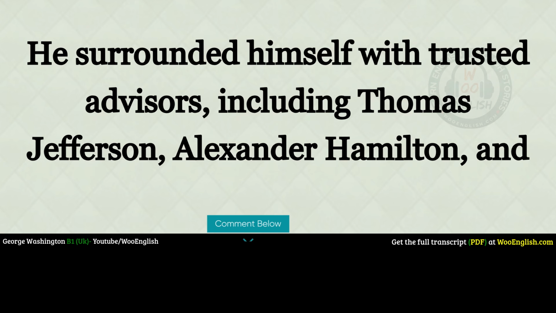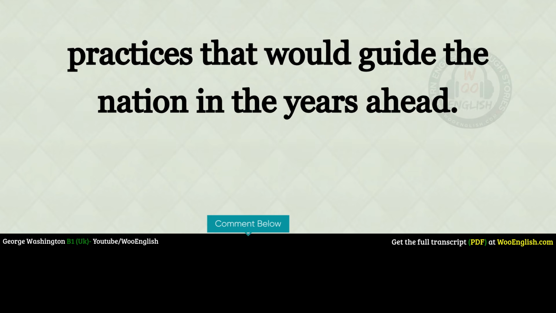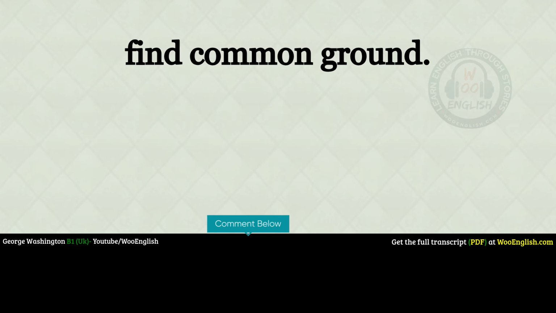As president, Washington worked to build a strong and stable government. He surrounded himself with trusted advisors, including Thomas Jefferson, Alexander Hamilton, and John Adams. Together, they laid the foundations of the American political system, establishing policies and practices that would guide the nation in the years ahead. Washington understood the importance of unity, of bringing together people with different views to find common ground.